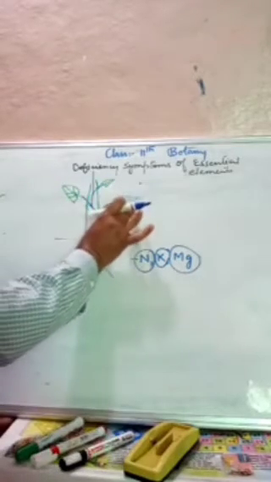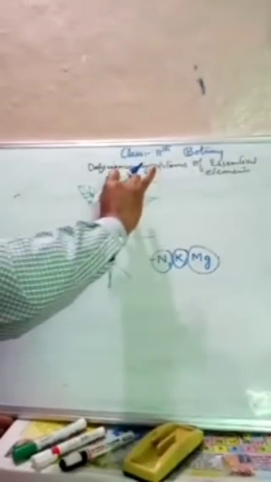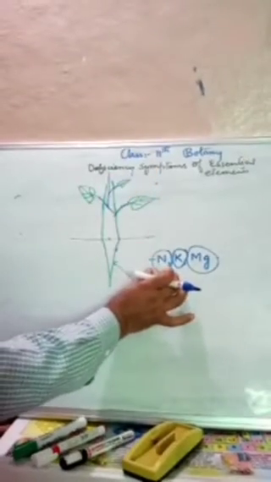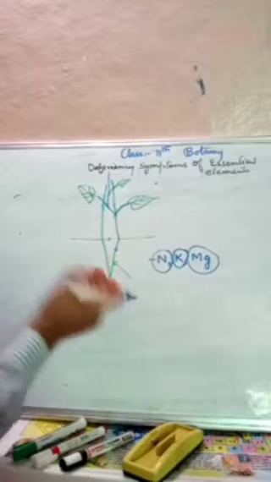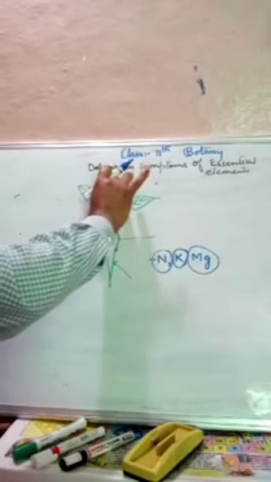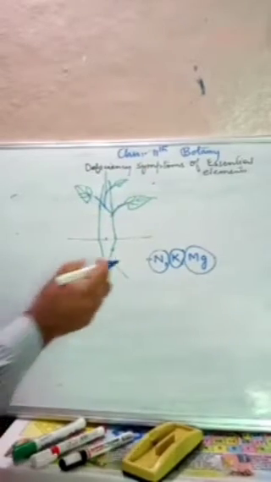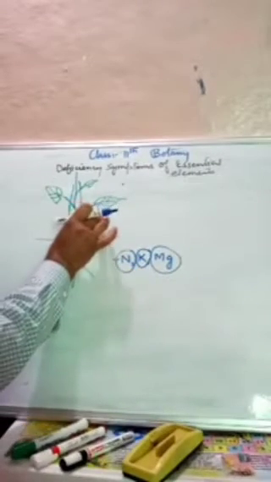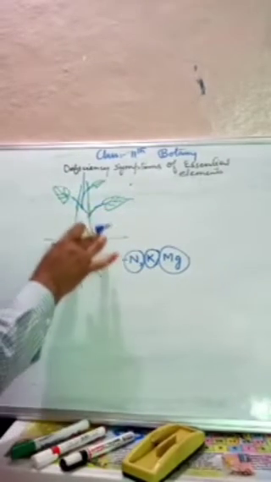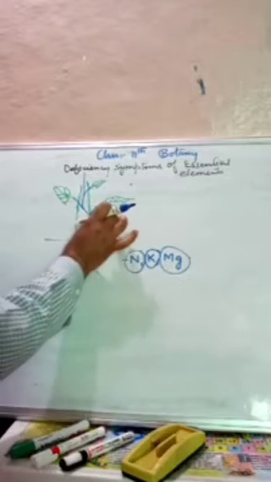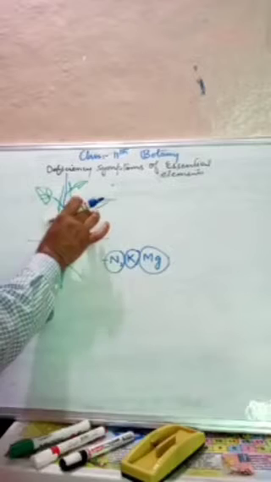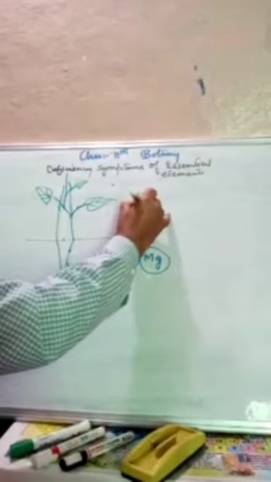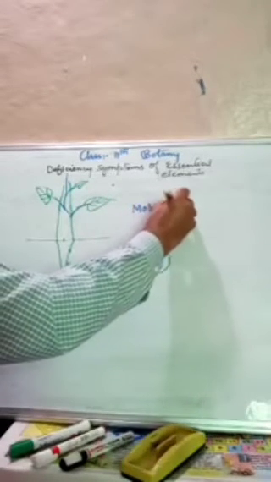So here we will see, when the extraction of these elements happens fully from the older parts, the symptoms first appear in the older parts, and then they are followed by the younger parts. Such elements which can move from the older to the younger parts are called mobile elements.